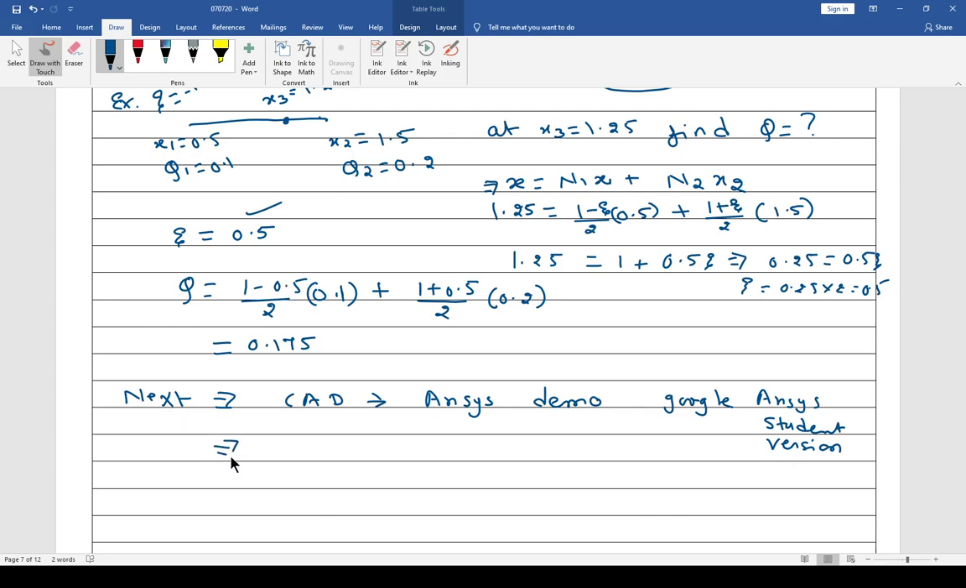As far as FEM is concerned, we have to write the program. So these two challenges we will try to cover in the next lecture, and then we will go for the advanced problem.